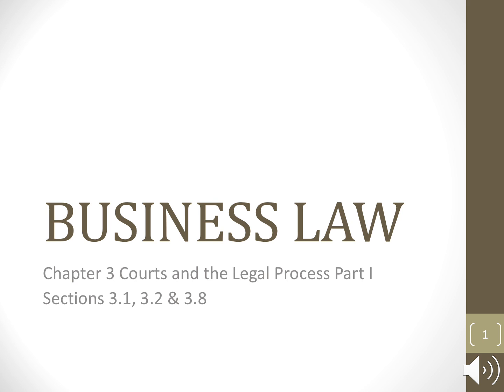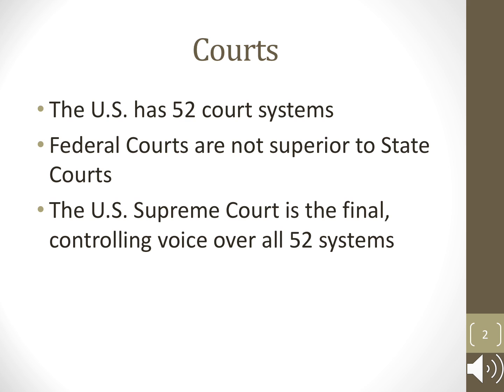We're going to spend the time this chapter really focusing in on the court system and how each of those court systems work together and how they work independently. In the United States, we have 52 court systems. We have one for each of the 50 states, one for the District of Columbia, and a federal system. So we have the state systems, right? Each jurisdiction has its own state court system, and the federal system has its own court system.